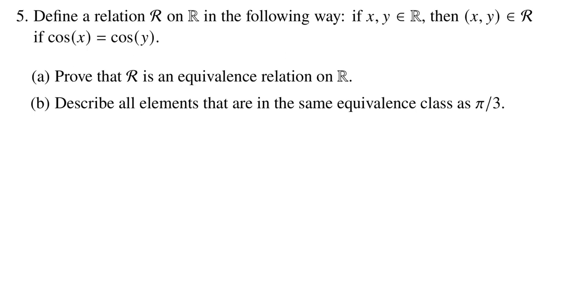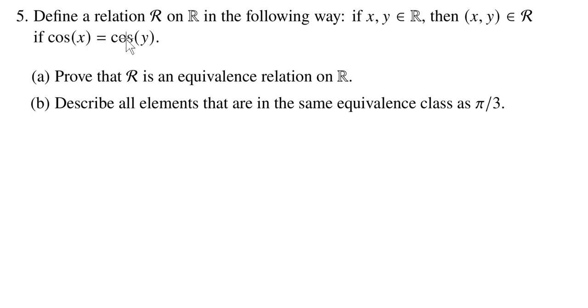This is about equivalence relations. We're given a relation on the set of real numbers. The relation is called curly R, and it's defined in the following way. If you have two real numbers, then they're going to be related, that is, the pair x comma y will be in the relation R, if the cosine of those two real numbers is the same.